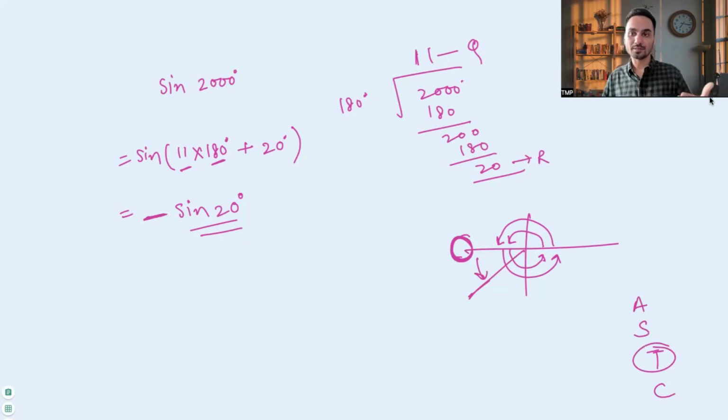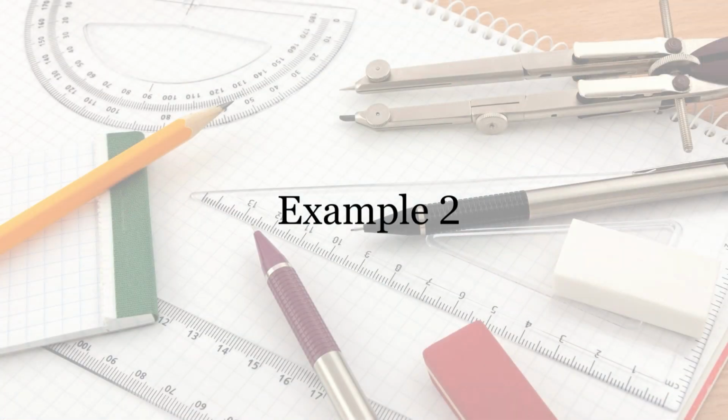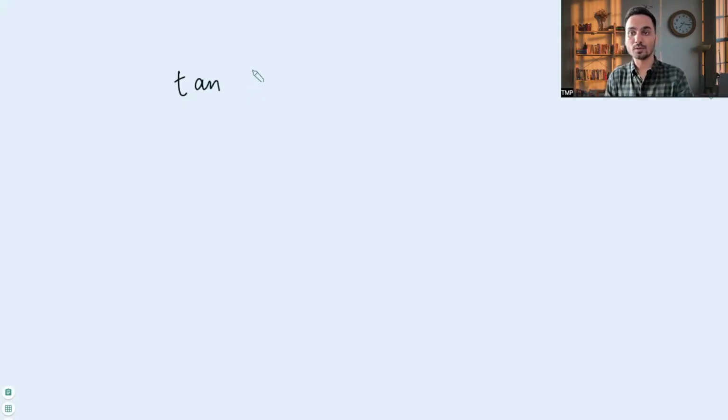Let's look at another example. Let's find out tan 19 pi over 3. So here you are given the angle in terms of pi. You can solve it in terms of pi, or you can convert it in terms of degrees and then solve it. Here I will keep it in terms of radians.